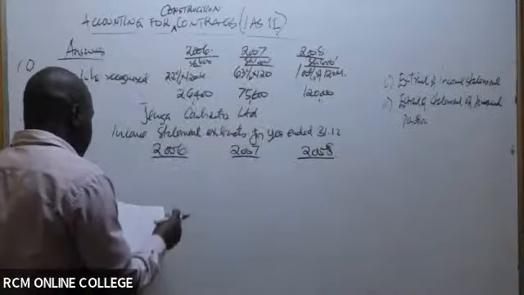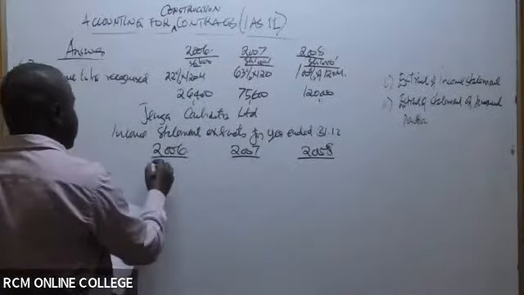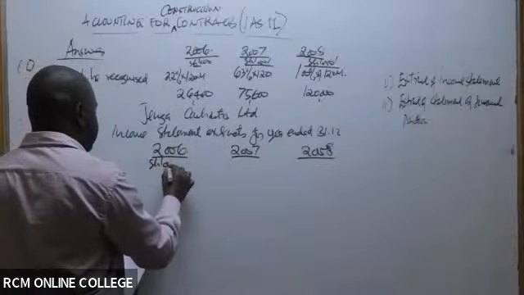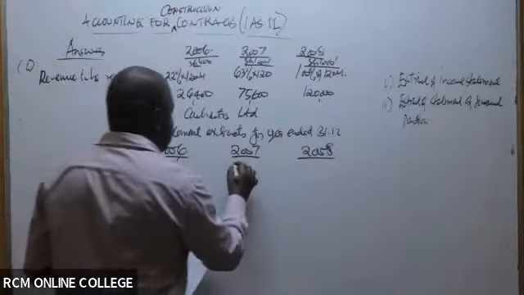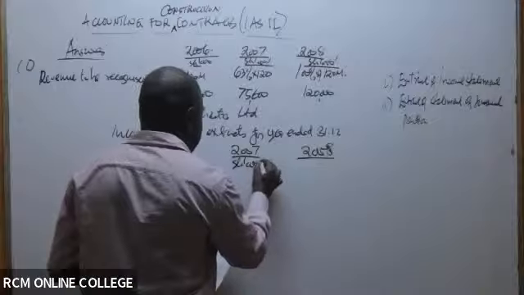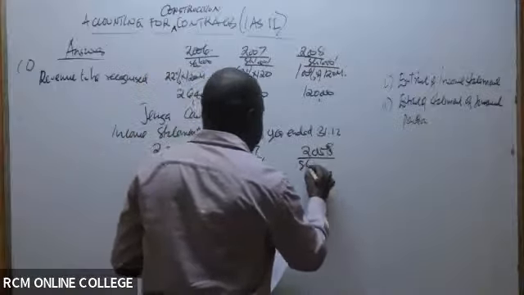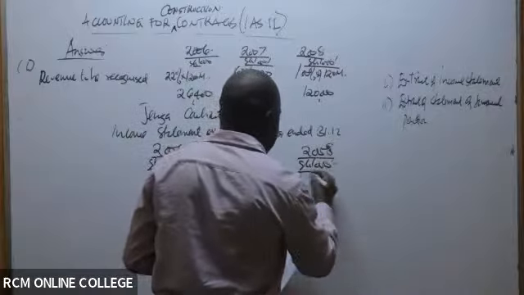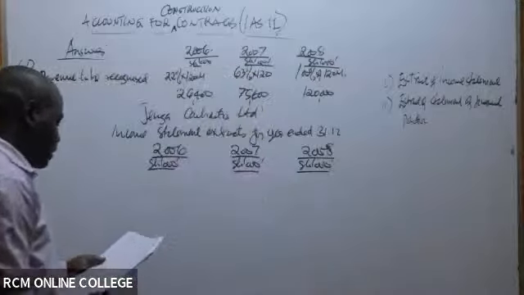So our shillings are actually in thousands. Shillings in thousands, like that.